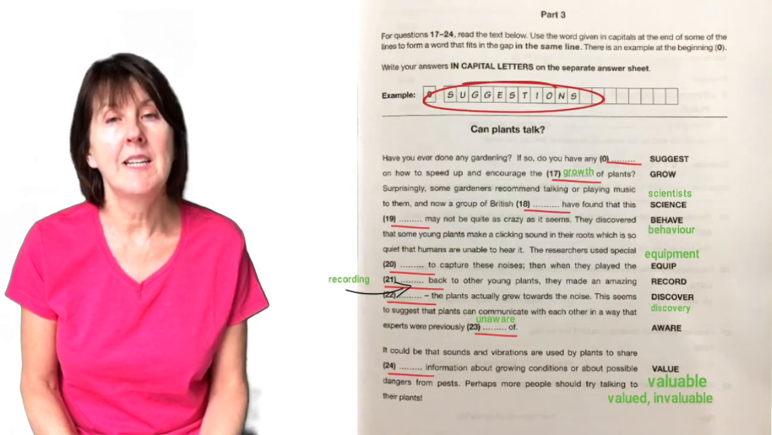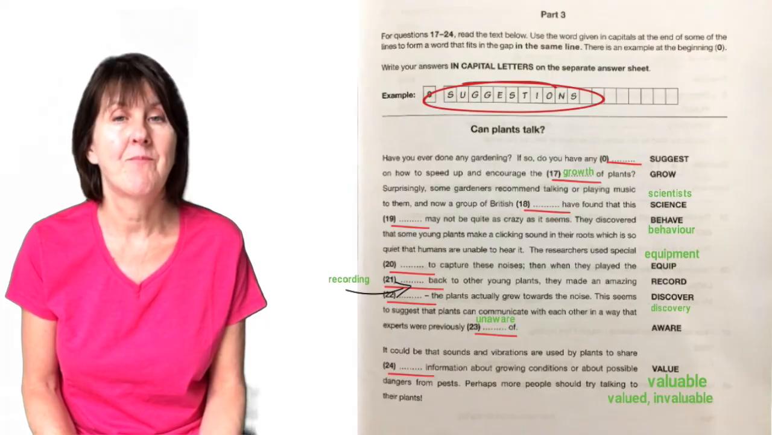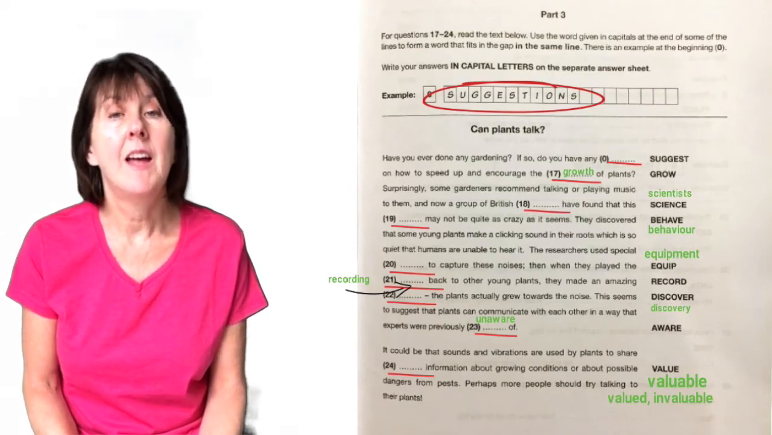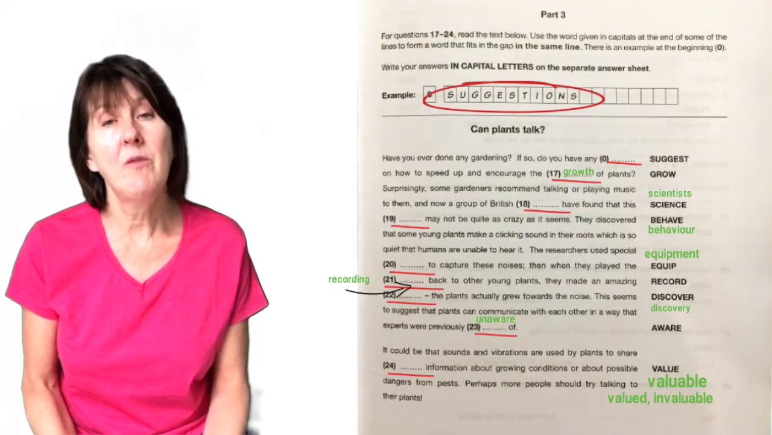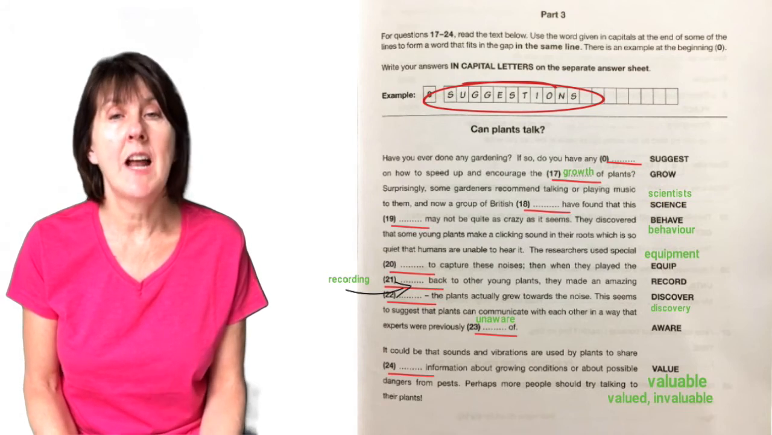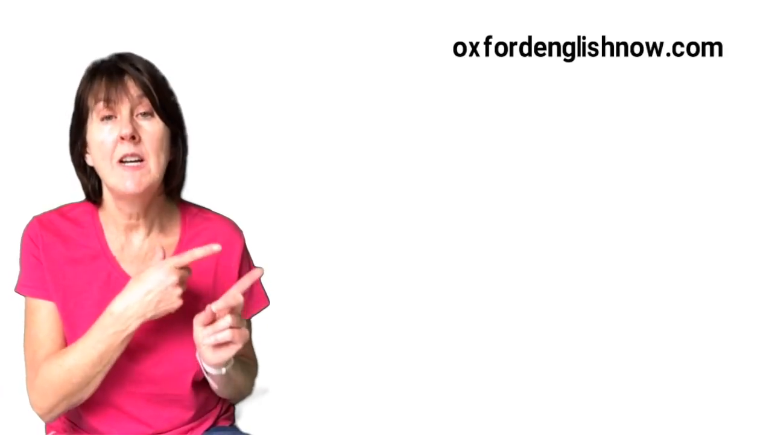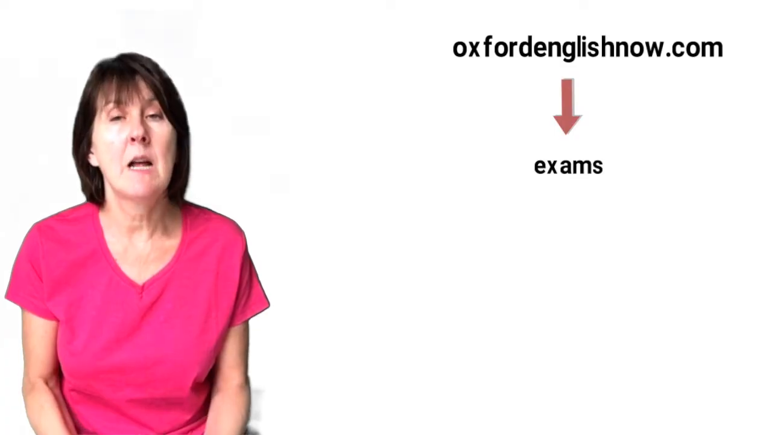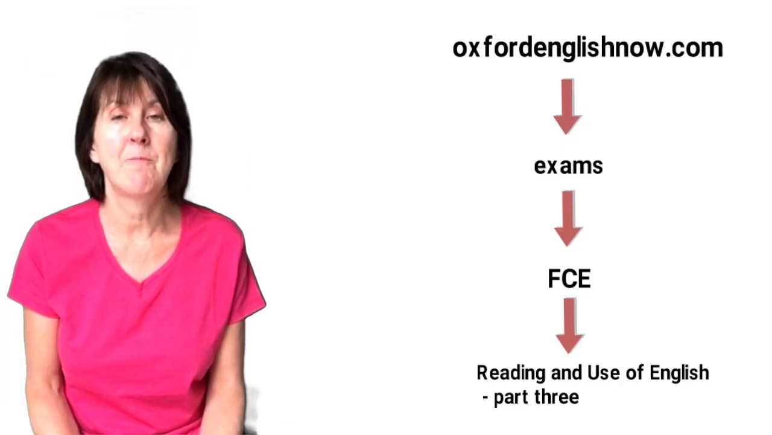So now you've completed the text, reread it to check the words you have added make sense. So here we've completed a reading and use of English part 3 question together, and you can see the sort of answers that are required. And we've also seen a mixture of verbs, nouns and adjectives requiring different suffixes and prefixes. Go to my website oxfordenglishnow.com for a list of all the word formations I have seen in first certificate tests under the exams tab, and under FCE you will see a page for reading and use of English part 3.